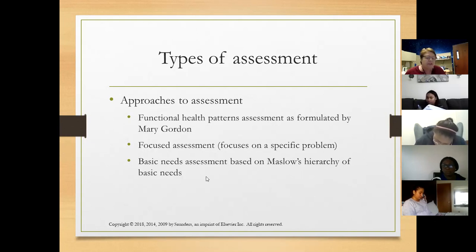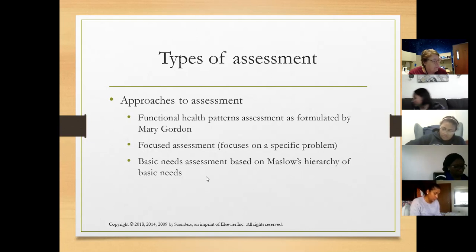So if you look on page 58, you're going to find Gordon's 11 health patterns in Box 5-1. This is one way you can set up your assessment, by functional health patterns. There are 11 different functional health areas she wants to look at, and some of them are, what is the health management plan?